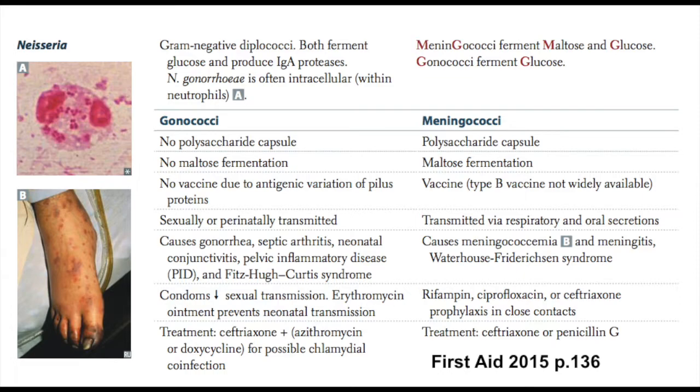So a couple of things we have to know about meningitidis versus gonorrhea from the perspective of culturing these guys. Gonorrhea ferments only glucose, which is why it starts with a G, G for glucose. Meningitidis, on the other hand, starts with an M, so it ferments maltose. It also has a G, so it ferments glucose as well.